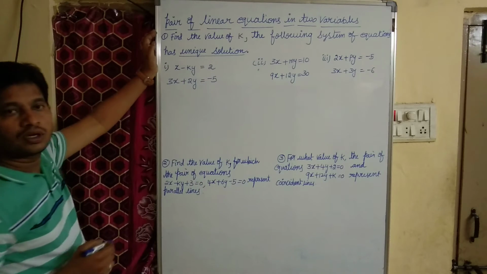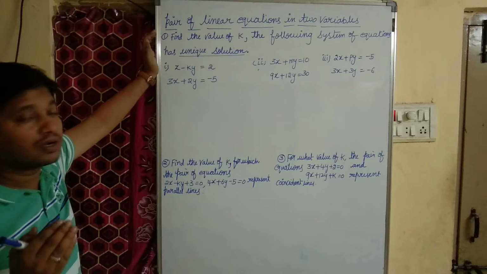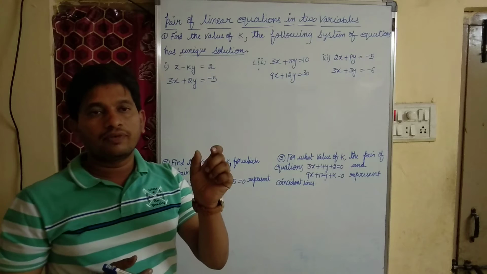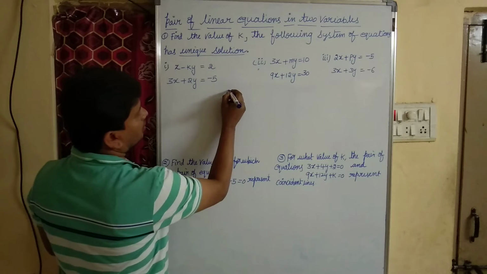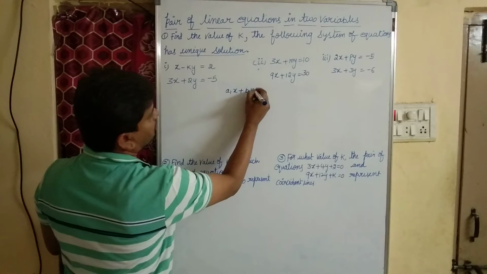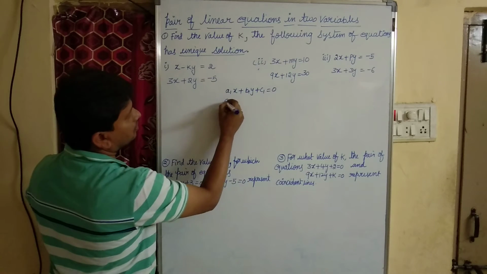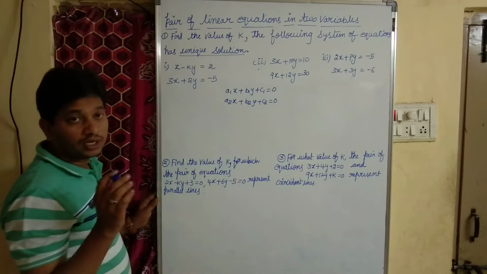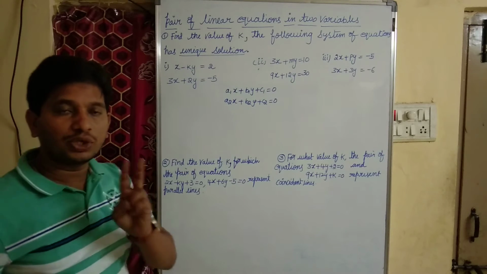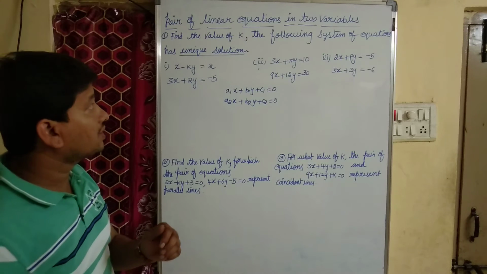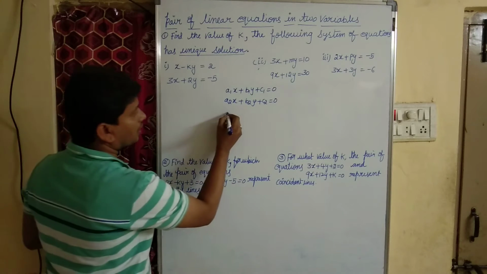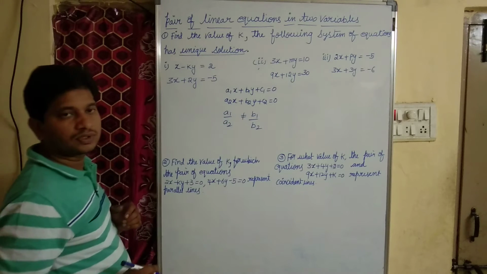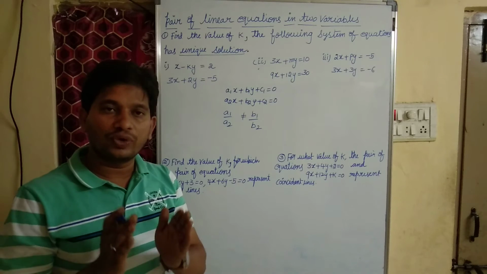Unique solution. When the given system of equations a1x plus b1y plus c1 equal to 0, a2x plus b2y plus c2 equal to 0 represents a pair of linear equations in two variables, the condition for unique solution is a1 by a2 is not equal to b1 by b2. Then the given system of equations has a unique solution.